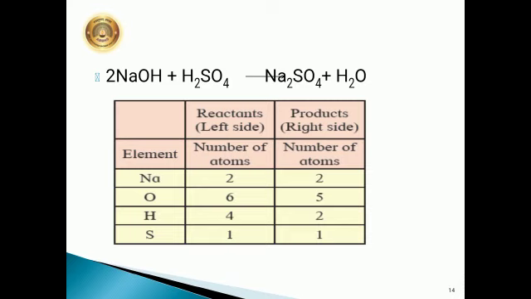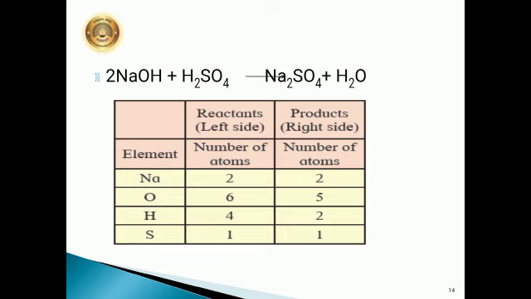Now our next step: sodium 2, we have balanced it. Now oxygen, there are 6 on the reactant side and 5 on the product side. Hydrogen 4 and 2, and sulfur 1 and 1. Now you have to balance it on both the sides. So how are you going to balance it? Yes, we will be writing 2 NaOH, H2SO4, so it becomes Na2SO4 and H2O.